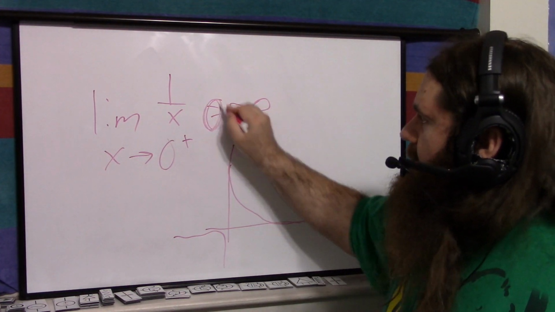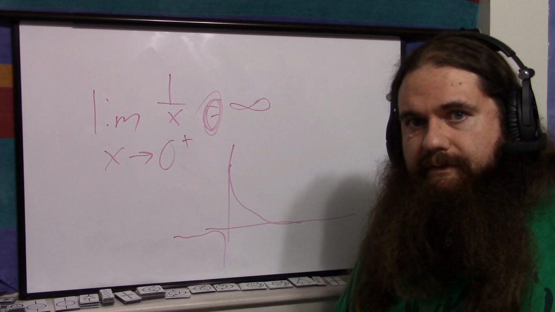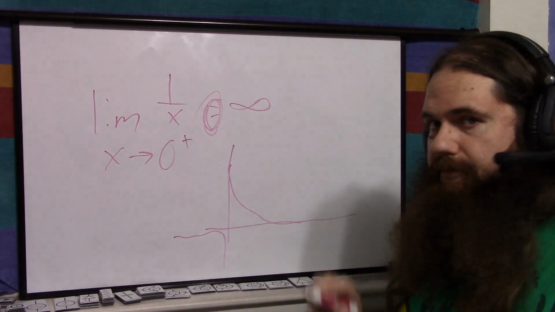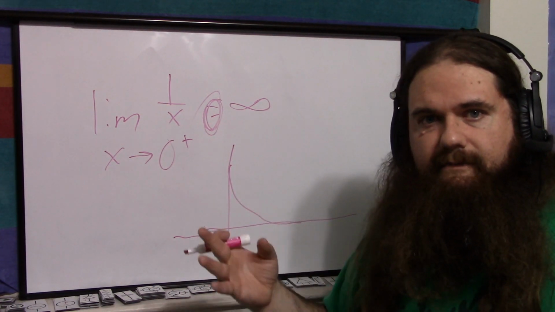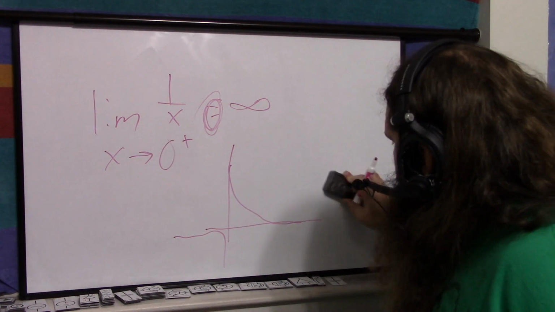Be careful of this equals. Infinity is not a number, infinity is a notation. Equals infinity means is infinite. It doesn't mean equals infinity, it means is infinite. This is just how we write it. So anyway, that's the notation.